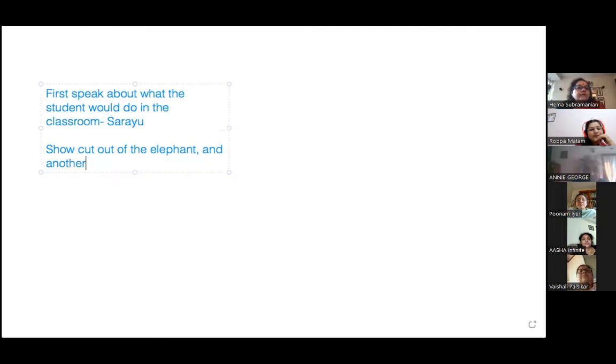So show the cutout of the elephant. People who are on Zoom and who are not on phone calls can go ahead with this kind of a thing.